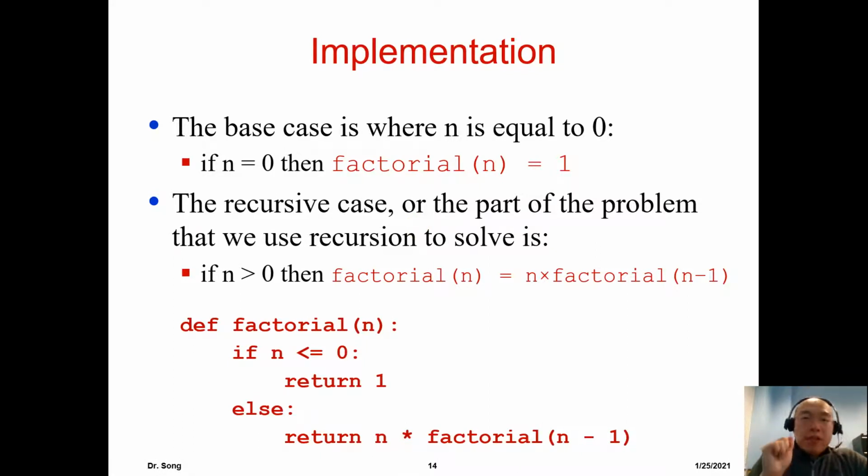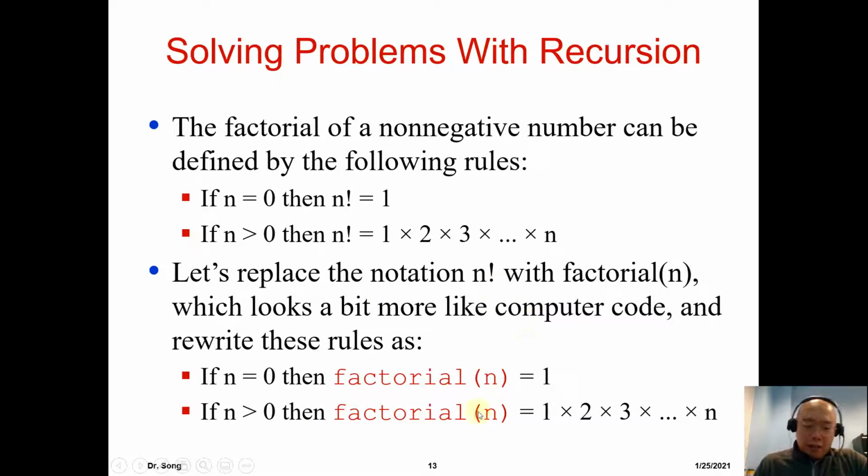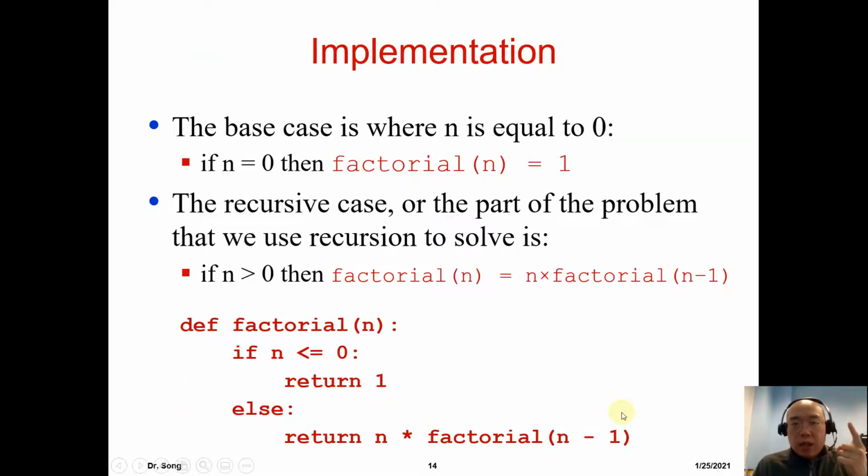That is, if n is a value greater than 0, then n factorial equals n multiplied by (n minus 1) factorial. Okay, so what's the difference? Because for this part, it seems that we are still doing the same thing. But what's the important part? We are breaking the factorial n into two parts.